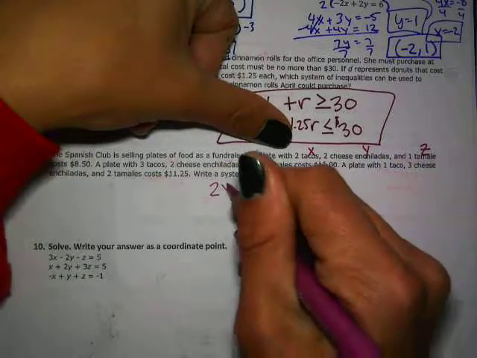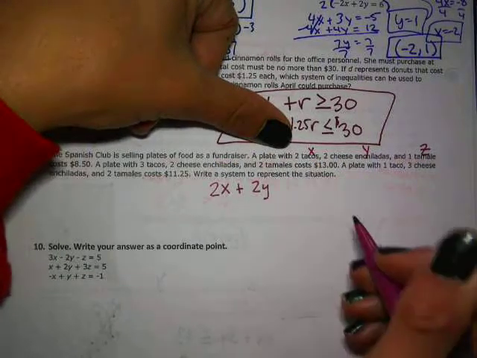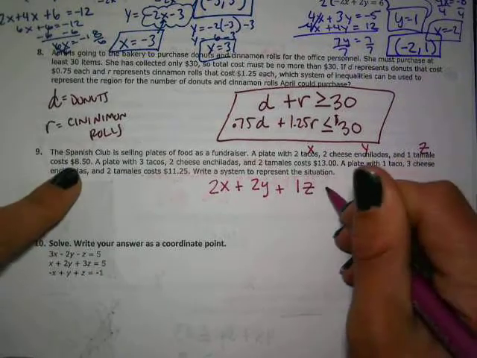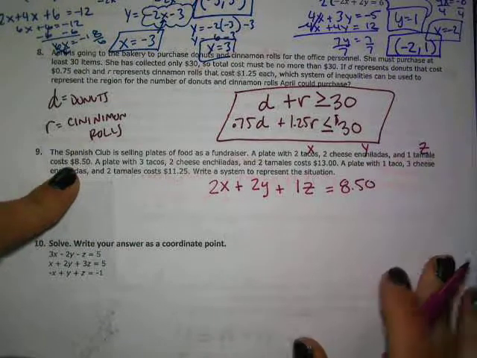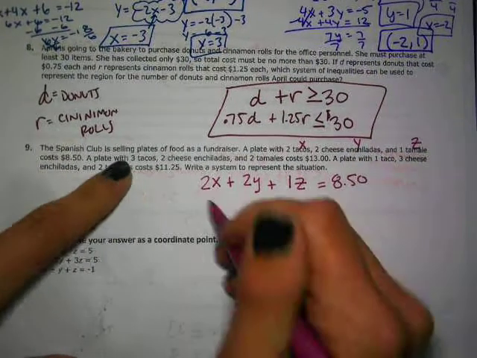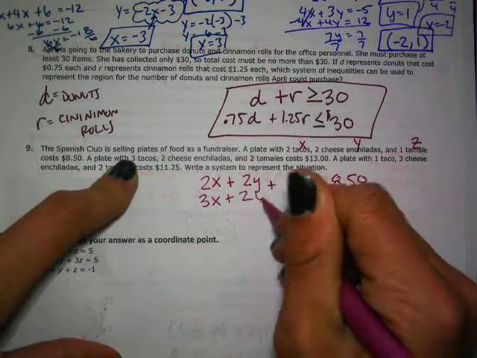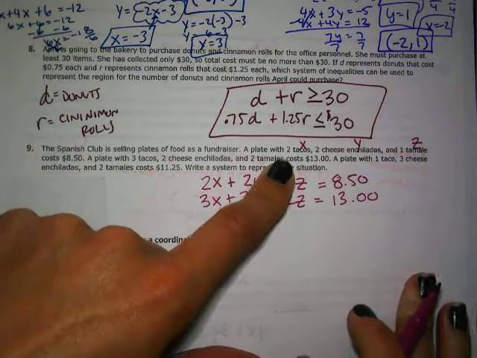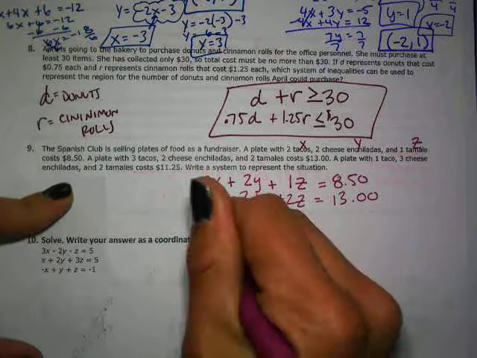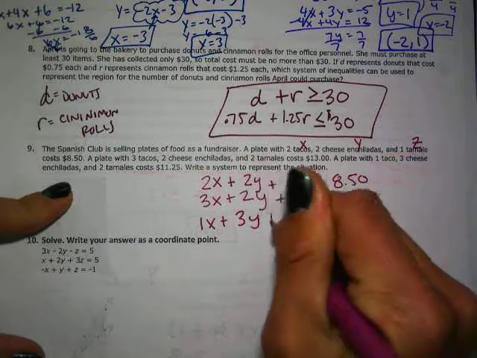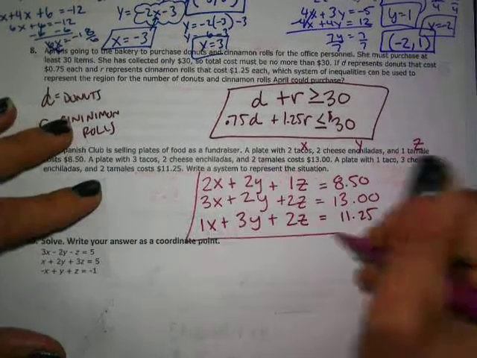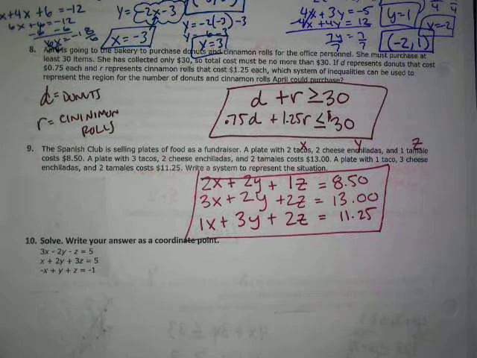So 2 tacos plus 2 enchiladas plus 1 tamale is going to cost $8.50. 3 tacos plus 2 enchiladas plus 2 tamales is going to cost $13. And 1 taco plus 3 enchiladas plus 2 tamales is going to cost $11.25. And once again, I just had to write a system. I didn't have to do anything else.